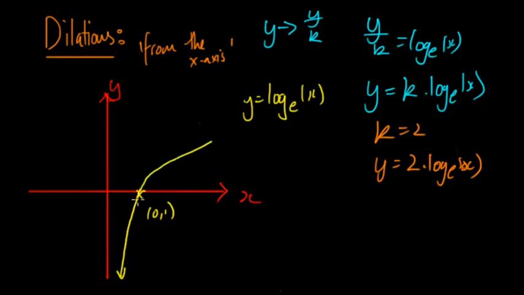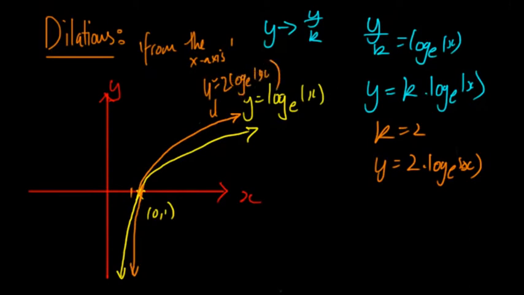Obviously, not to scale, but it'll look something more like that. So then when you have y is equal to 2 log x, it's going to be up here. So it's going to be greater at every x value. And then when y is negative, it's going to be an even more negative value. So at every x value here, it's going to be more negative. So it's going to look like that. So that here is y is equal to 2 log e x.